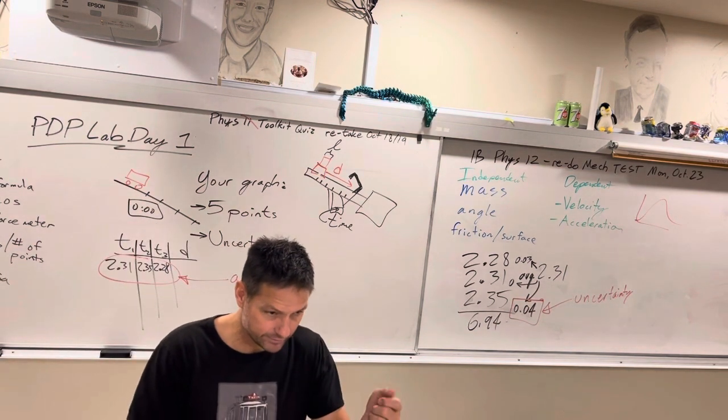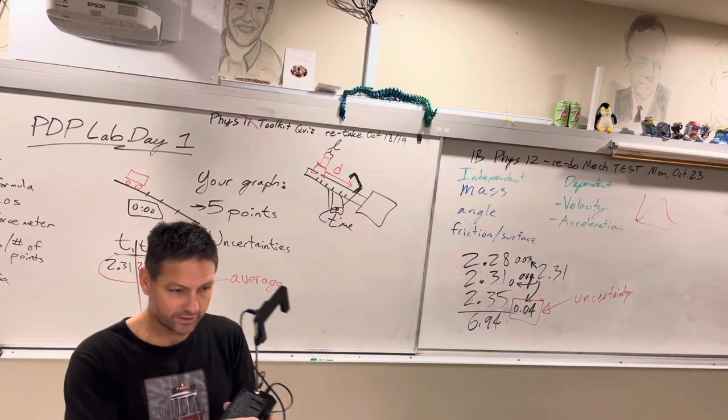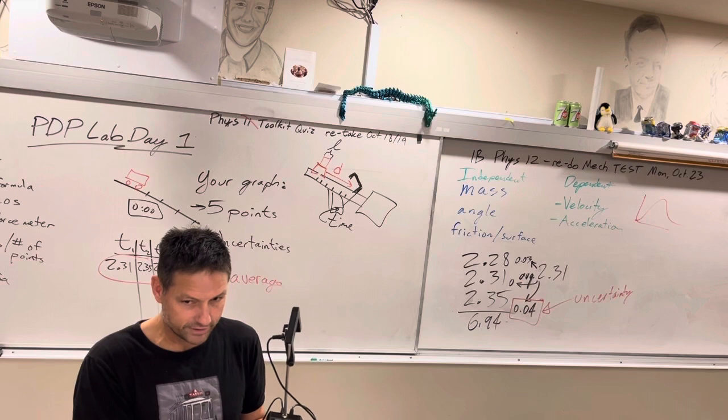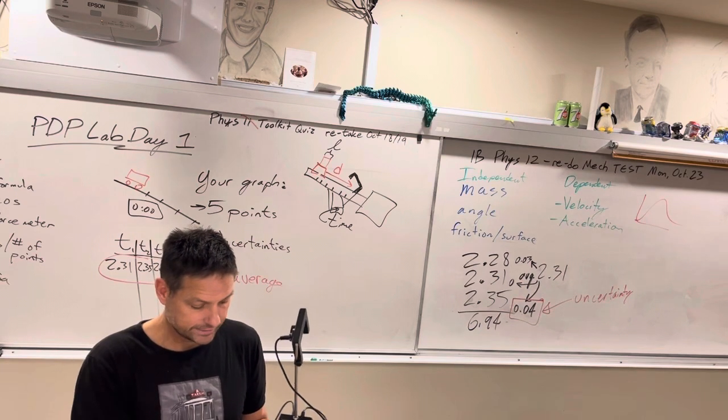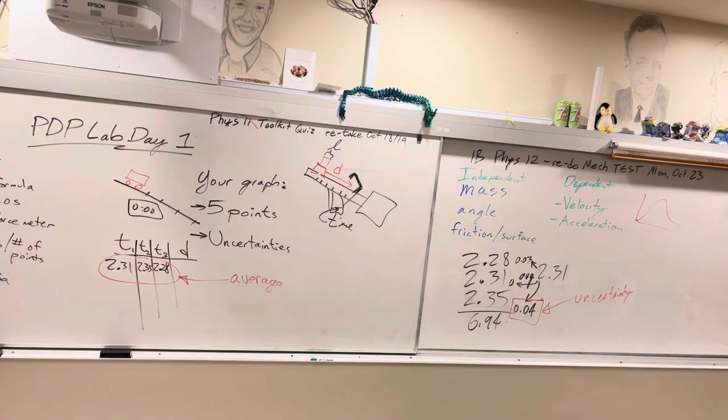You can do timing. You can film with the timer in there. You can also use this. This is called a photo gate. Everyone say photo gate. This is a timer. So this one plugs in, these other ones are battery operated. And if I plug this in, I've got to do it on the video. It looks like this.